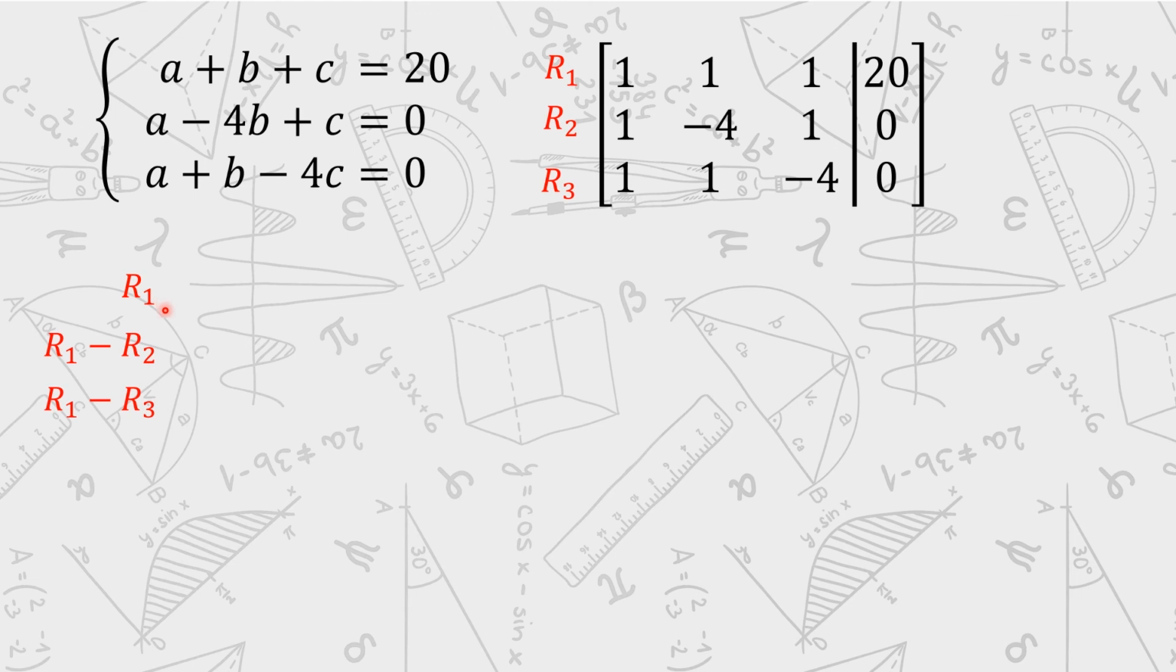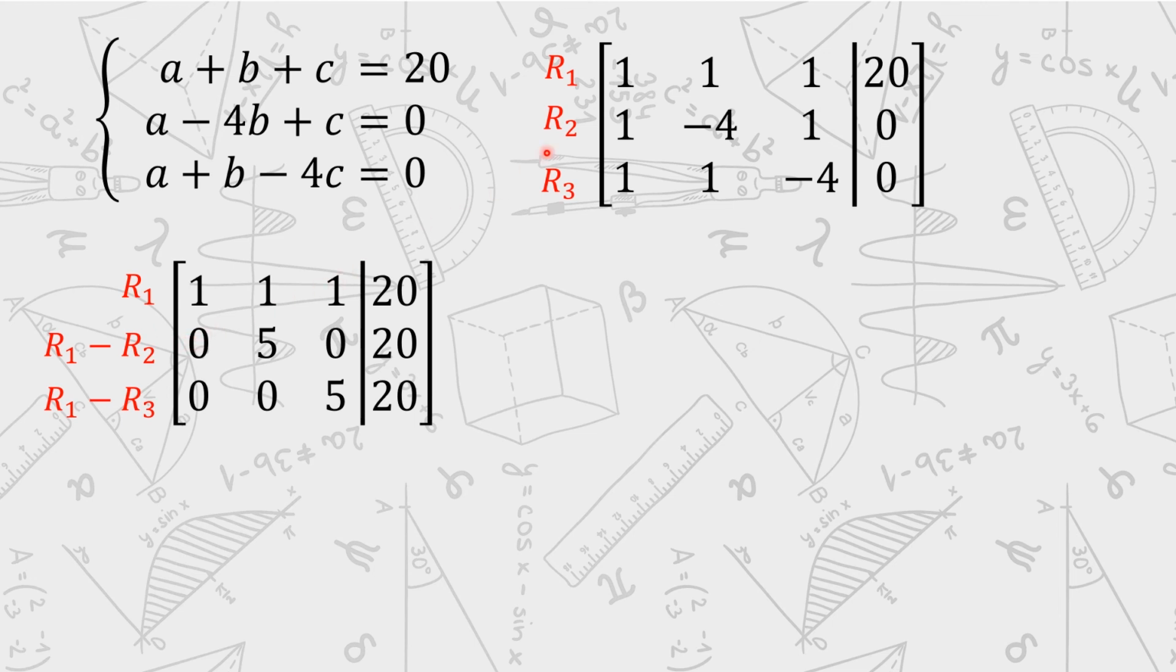Let us proceed to the elements in the second row so that we will have 1 minus 1, 0. 1 minus negative 4, that is 5. 1 minus 1, that is 0. And then 20 minus 0, that is 20. For the elements in the third row, we have 1 minus 1, 0. Also 1 minus 1, 0. 1 minus negative 4, that is 5. And 20 minus 0, that is 20. That easy, we already have an upper triangular matrix in the coefficients matrix.